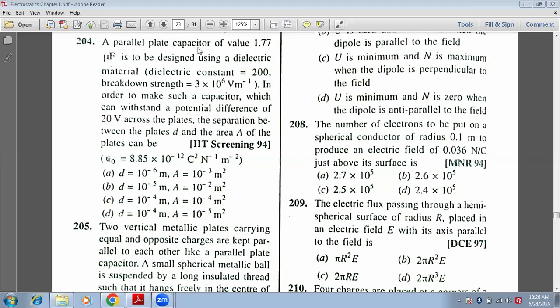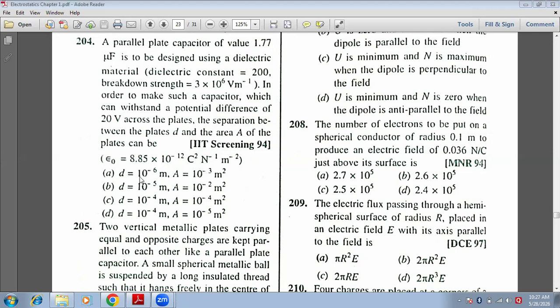A parallel plate capacitor of value 1.77 microfarad is to be designed using a dielectric material. Dielectric constant is equal to 200. Breakdown strength is equal to 3 into 10 raised to the power 6 volt per meter. In order to make such a capacitor, which can withstand a potential difference of 20 volt across the plates, the separation between the plates D and the area A of the plates can be, take epsilon naught as 8.85 into 10 raised to the power minus 12 Coulomb square per Newton meter square.